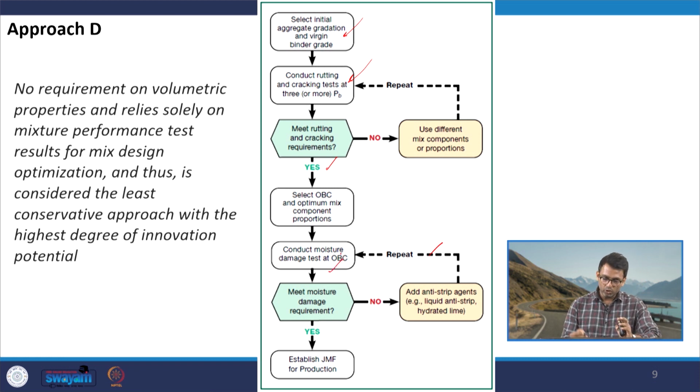We then conduct the moisture sensitivity test. If it satisfies the moisture sensitivity results, we finalize the job mix formula. So, you see here nowhere are we talking about the volumetric requirements, and therefore this approach is more flexible and has the highest degree of innovation potential.